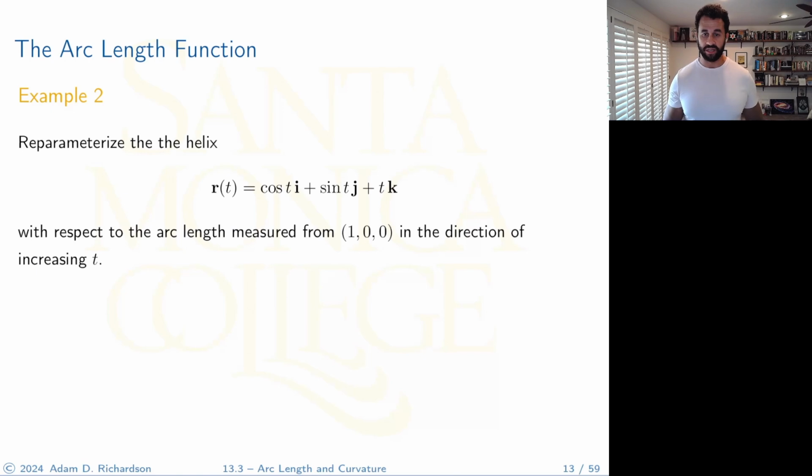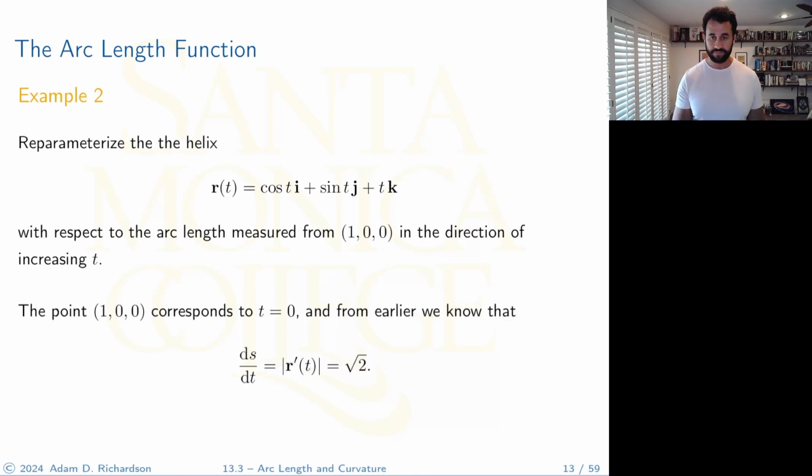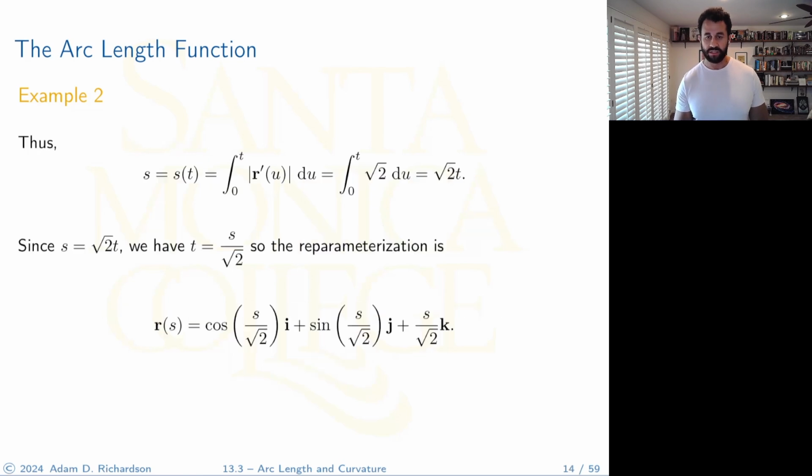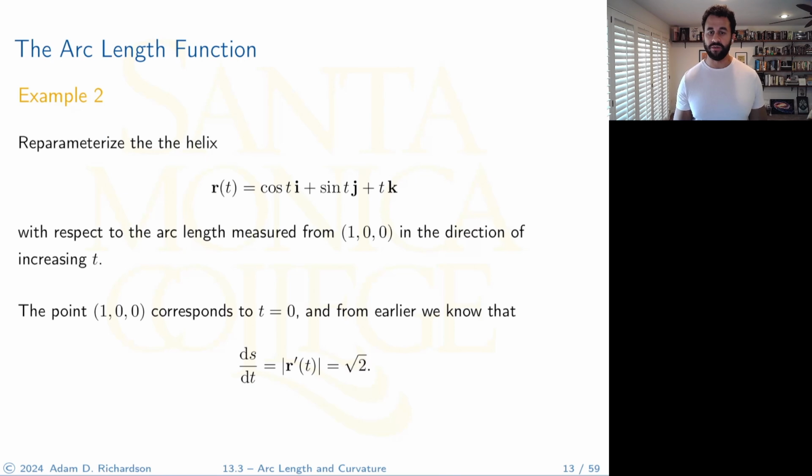So we're going to do this one together, and I'll explain as I'm going along. Let's reparameterize the helix. Oop, typo right there. Let's reparameterize the helix that we've seen, that we know and love, with respect to the arc length, measured from the point (1, 0, 0) in the direction of increasing t, so the natural direction. Like we saw before, this point corresponds to when t is equal to 0. And from earlier, we calculated that the length of that tangent vector is square root of 2. So by the result we just saw, that means ds/dt is square root of 2. And so ds is equal to square root of 2 dt.